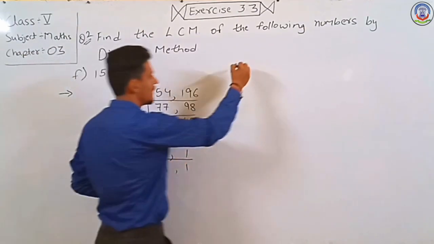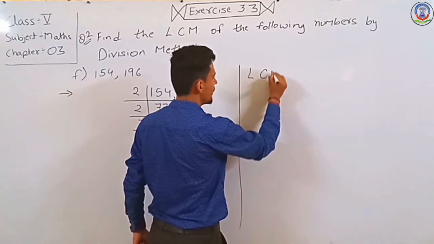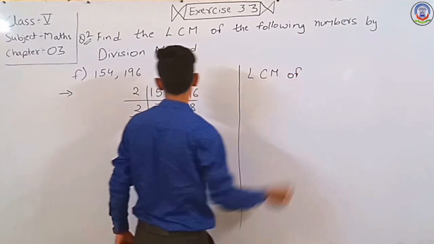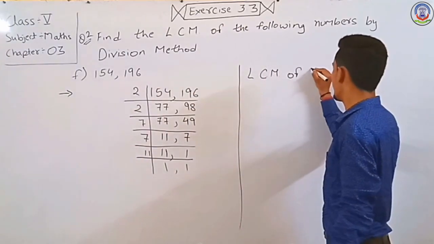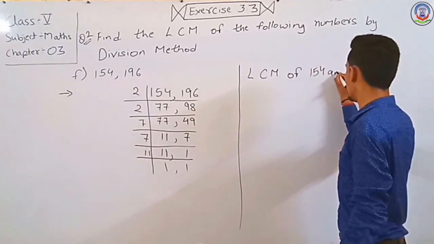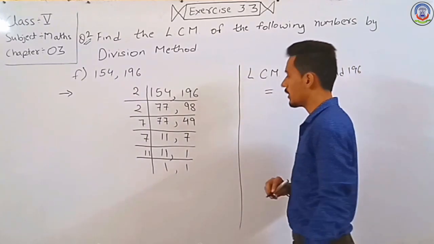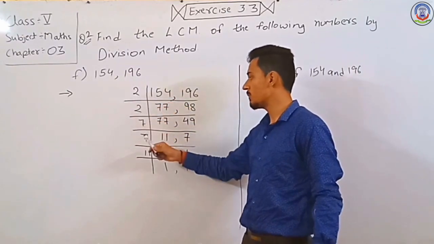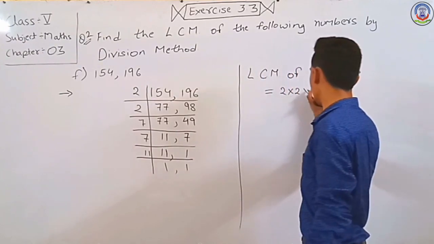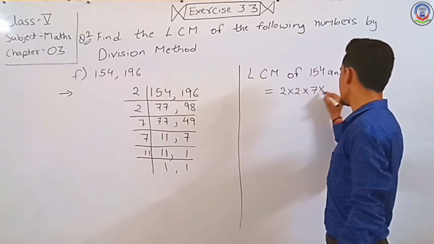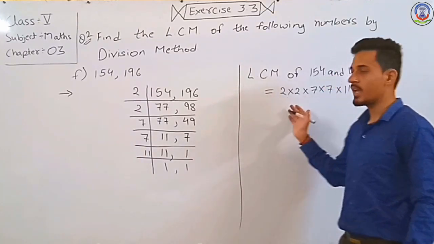Now we have to write the LCM. So LCM of 154 and 196 equals what we have: 2 multiply 2 multiply 7 multiply 7 multiply 11. So that's how we can write it.